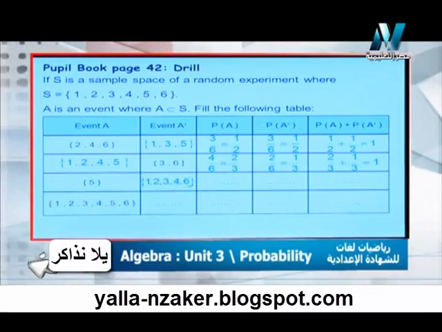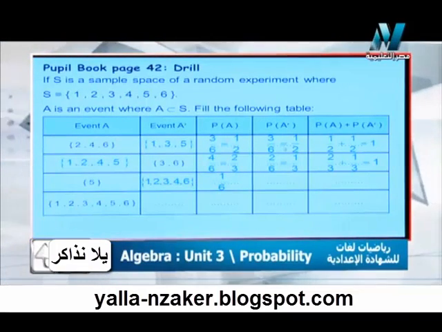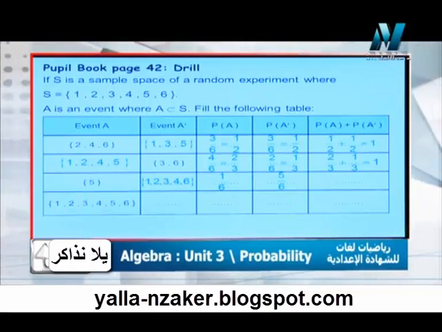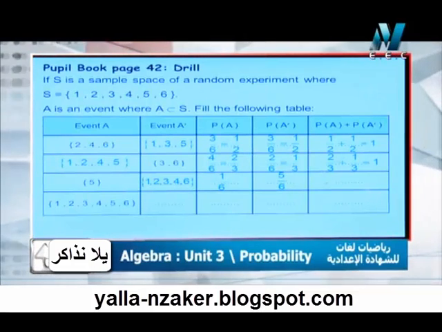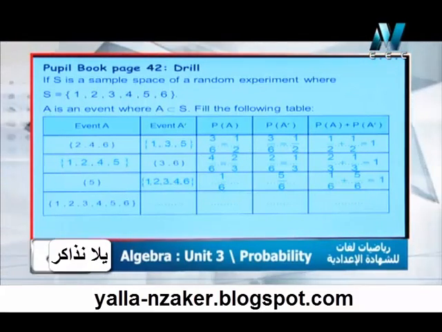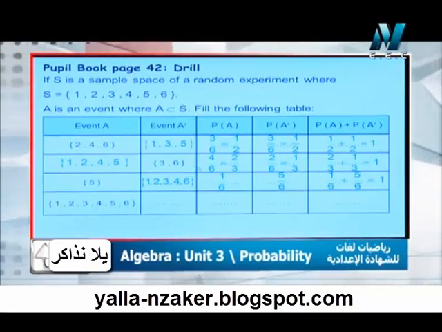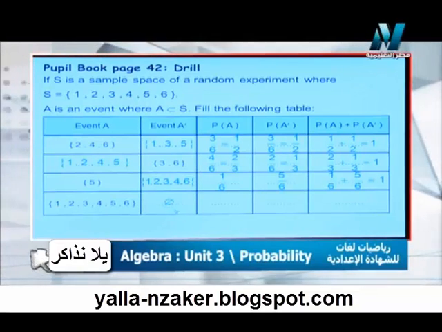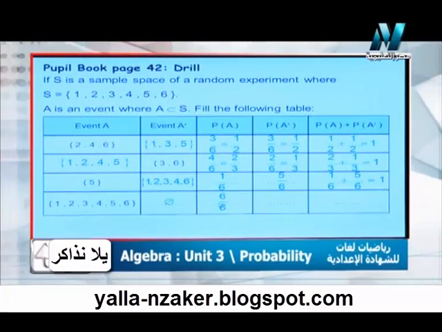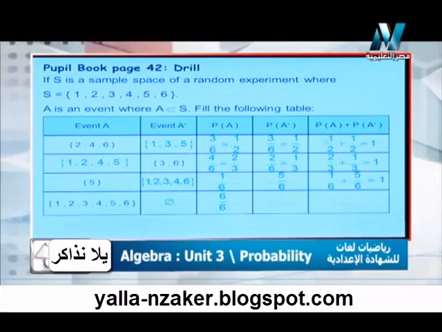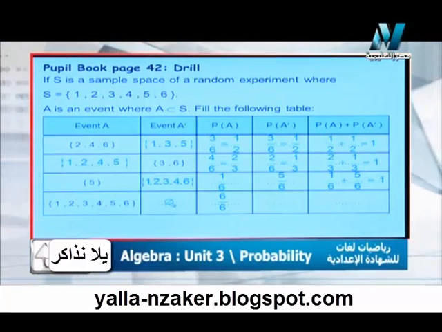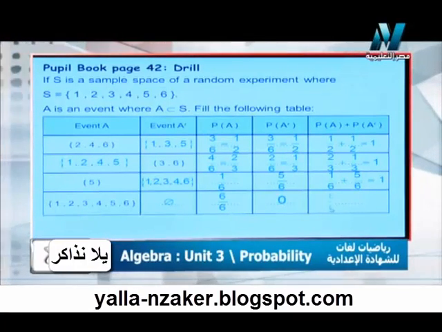The probability of A it's 1 over 6. The probability of A complement is 5 over 6. The sum of the two probabilities is 1. And finally, if A it's the simplest space 1 2 3 4 5 6, ال A complement هتبقى 5 طبعا. And the probability of A is the same as the probability of S, which is 1. And the probability of A complement, which is the probability of phi, هتبقى 0. The sum of the two probabilities لازم يطلع 1 في الآخر.